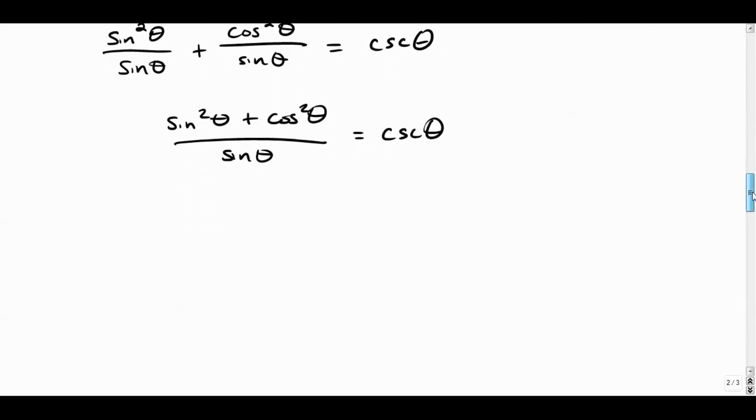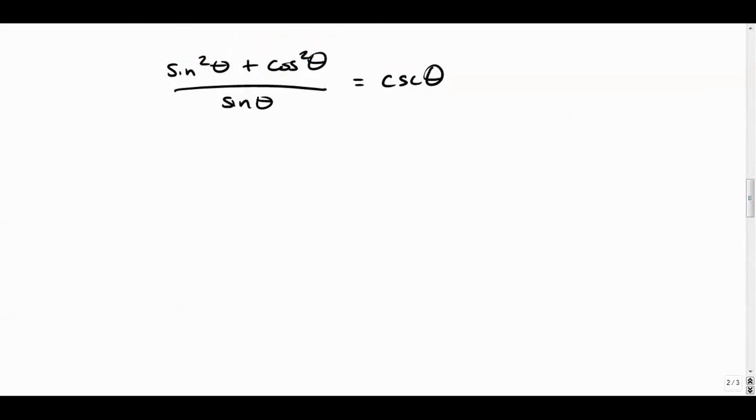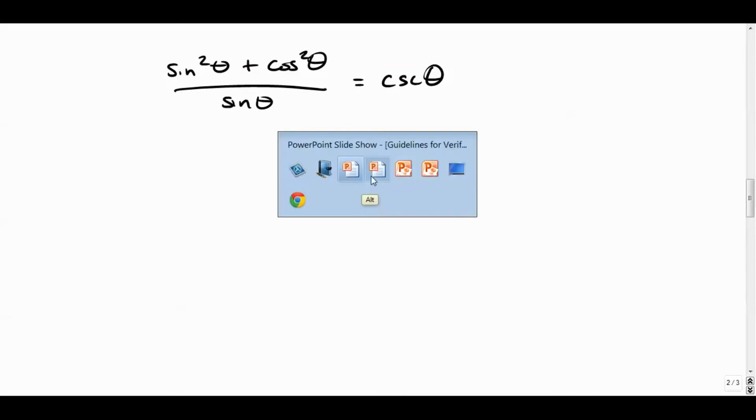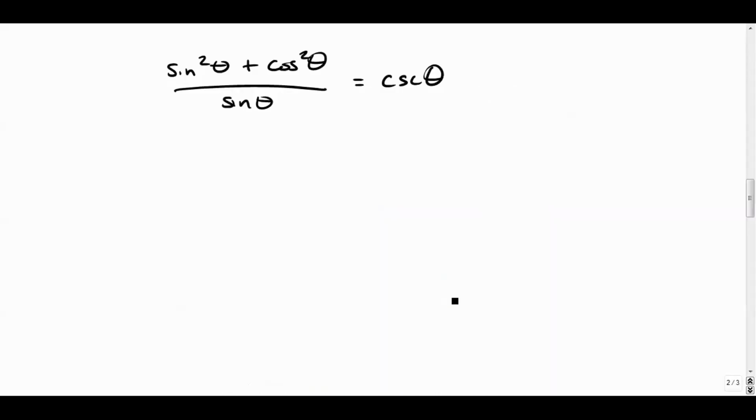And let's see, now I have, do I have anything? Oh yeah, here, look at this. This is cool. Sine squared theta plus cosine squared theta. If I go back to my Pythagorean identities down here, I see that that is equal to 1. I just talked about that in my previous video. So I can change that whole numerator to just 1.